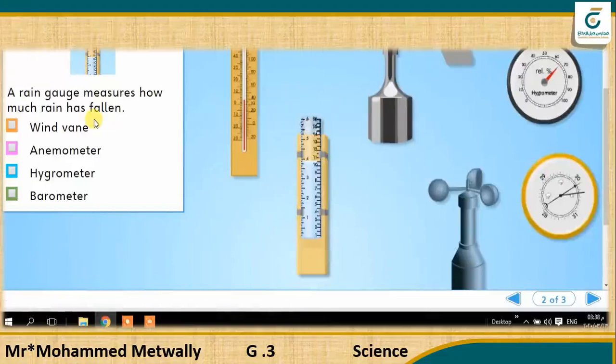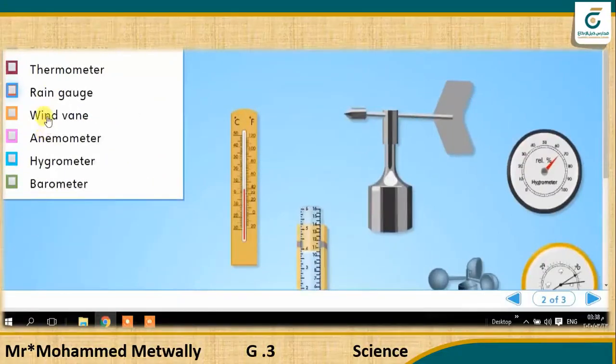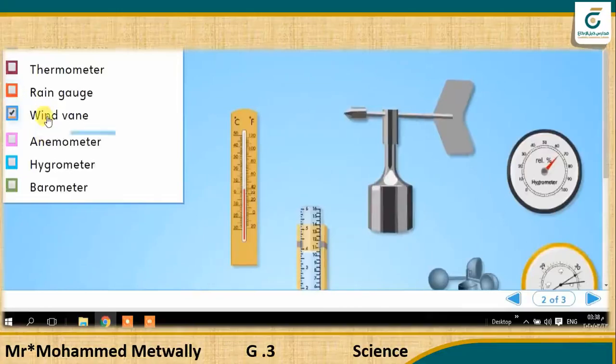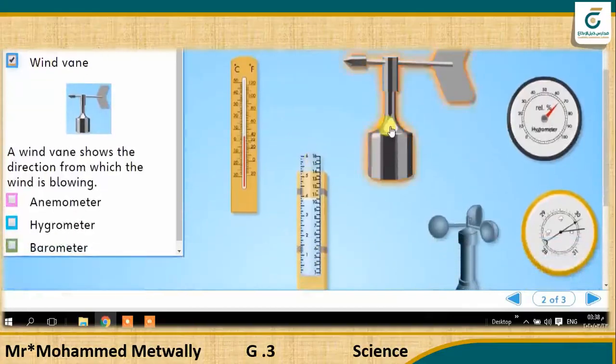Uses to measure how much rain has fallen. Turning to another tool that scientists use to measure or describe the weather status is the wind vane. This is the wind vane. A wind vane shows the direction from which the wind is blowing.